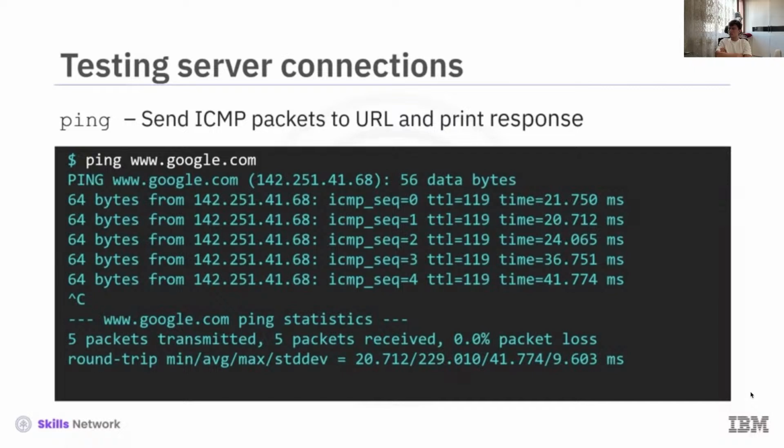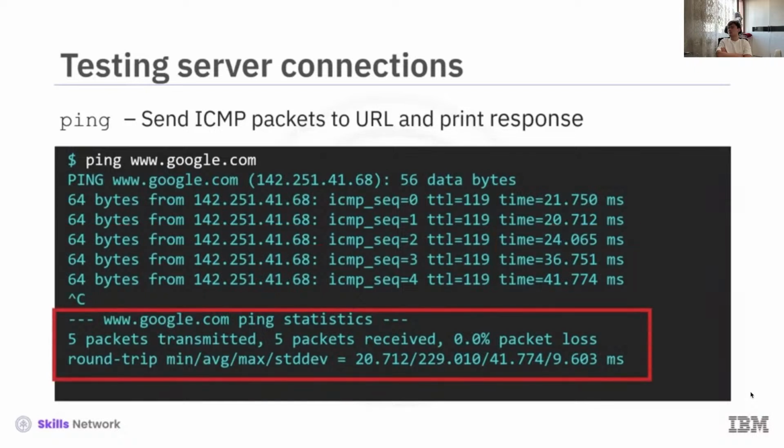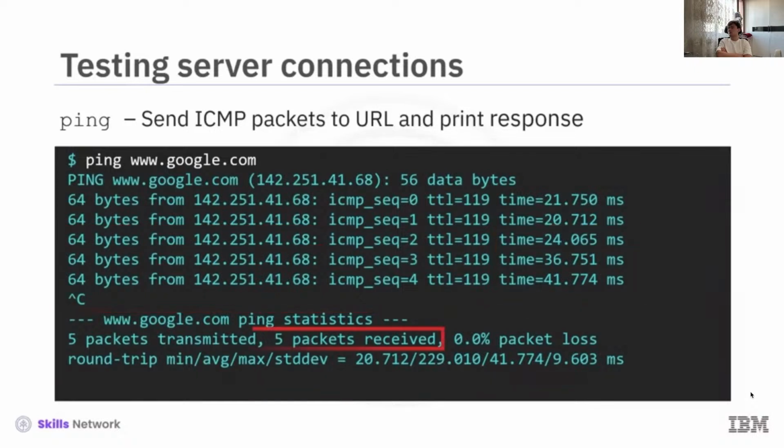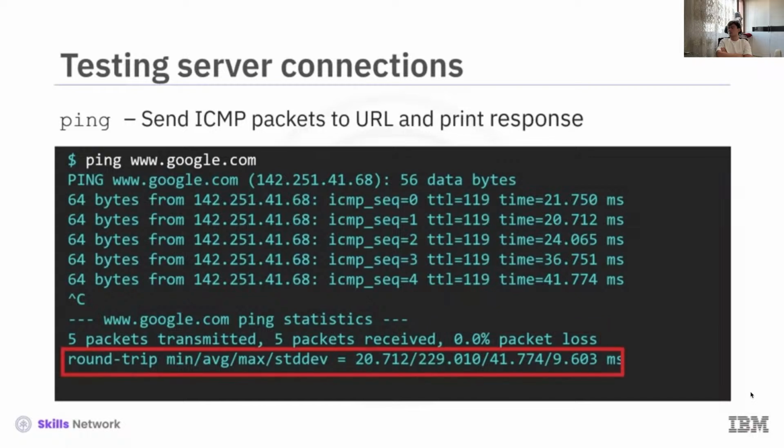For each echo request, Ping reports useful information, including the IP address of the given URL, 142.251.41.68, and the total round-trip time in milliseconds. The provided statistics at the end include how many packets were transmitted and received, the percentage of packets dropped, and the minimum, average, maximum, and standard deviation of the round-trip times in milliseconds.